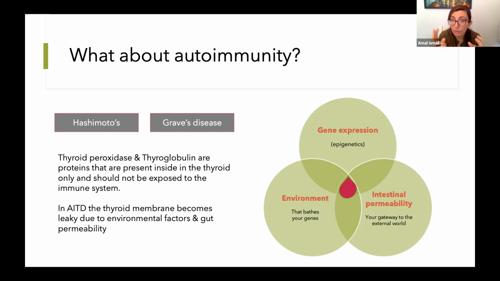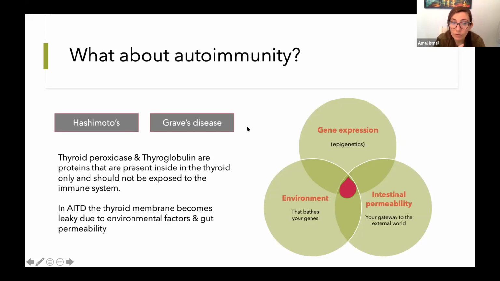dysfunction, or commonly known as leaky gut, when the gaps in the gut are no longer tight and there are openings, that creates inflammation, and that gives rise to autoimmunity due to overactivation of the immune system. And I know Farah will cover this in more detail. So if you have genetic susceptibility, you're bathing your genes in an environment that is going to express those inflammatory genes, and you have intestinal permeability, you basically have the trifecta, the perfect storm to create autoimmunity.